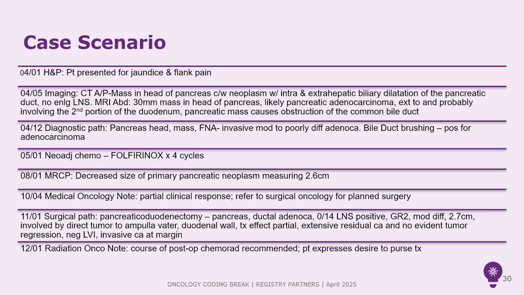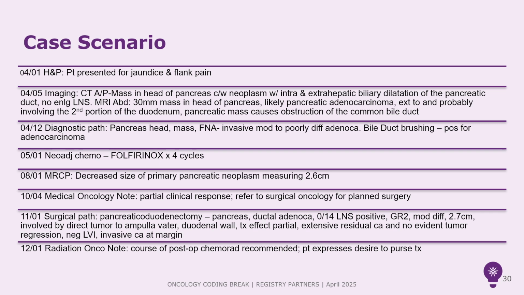On 4.5, the CT abdomen pelvis showed a mass in the head of the pancreas consistent with neoplasm with intra and extrahepatic biliary dilatation with the pancreatic duct, no enlarged lymph nodes. The MRI of the abdomen showed a 30 mm mass in the head of the pancreas, likely pancreatic adenocarcinoma, extension to and probably involving the second portion of the duodenum. Pancreatic mass causes obstruction of the common bile duct.